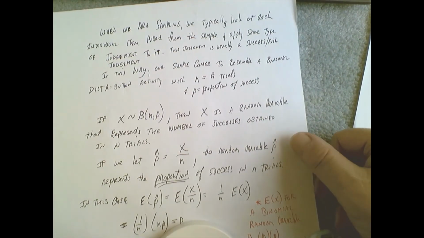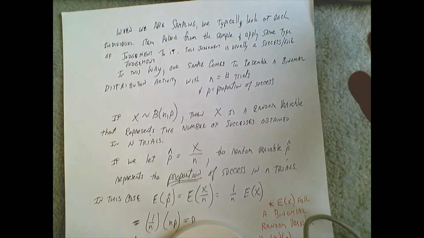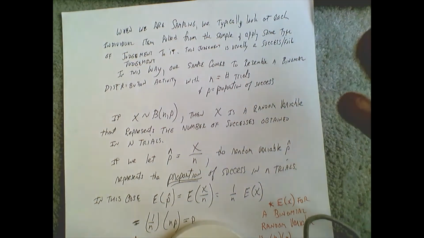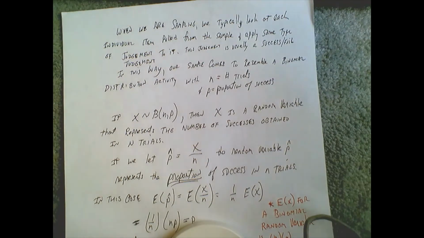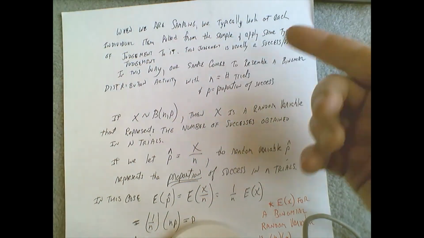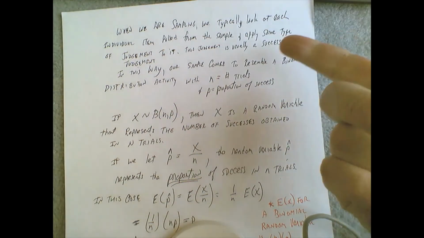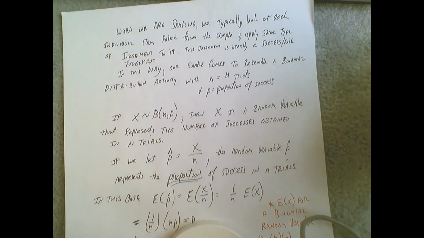So here is kind of the key summary point from section 7.2. When we're sampling, we typically look at each individual item pulled. That's a person, an answer, whatever it might be, or we're weighing something, measuring how old it is, how tall someone is. When we pull each individual item from the sample, we apply some type of judgment to it. That judgment is usually a success-fail judgment.